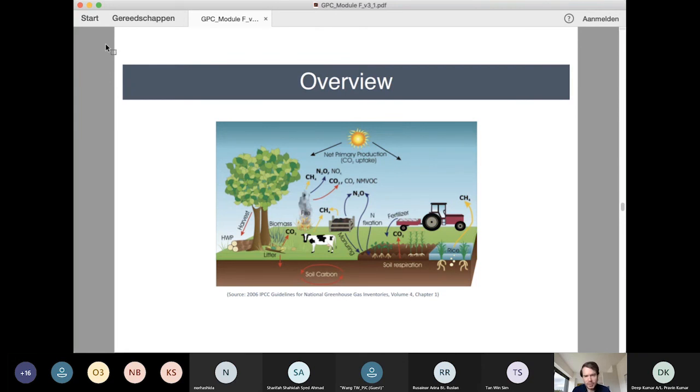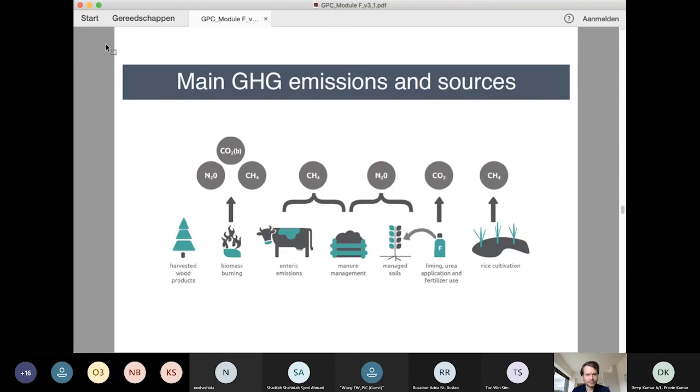So a lot of different activities taking place, and it's a very dynamic ecosystem. These are the main greenhouse gas emissions and the main sources. So we have on the right, rice cultivation leading to CH4, to methane. We have liming and fertilizer application releasing CO2, but once it gets applied to the soil, it can also release N2O. We have methane being released from livestock, from animals directly, or from manure management. We have the burning of biomass, which releases N2O, CH4, and biogenic carbon.